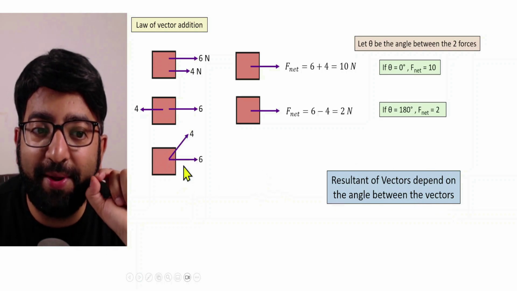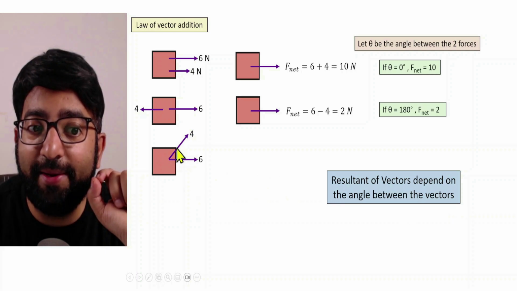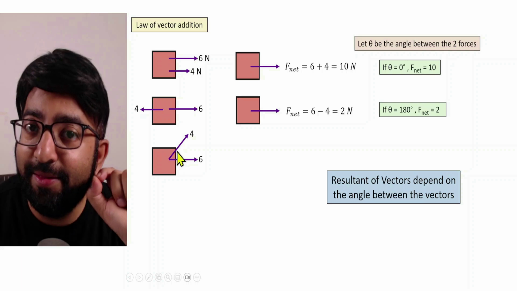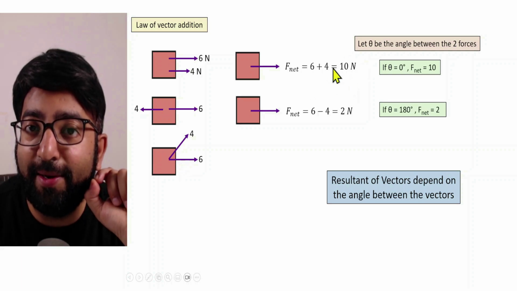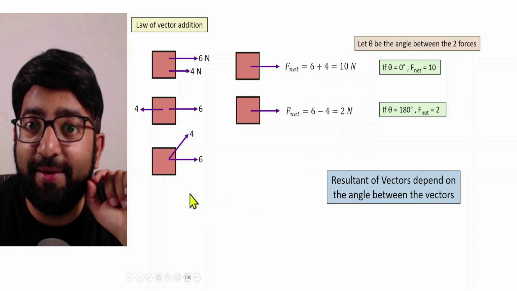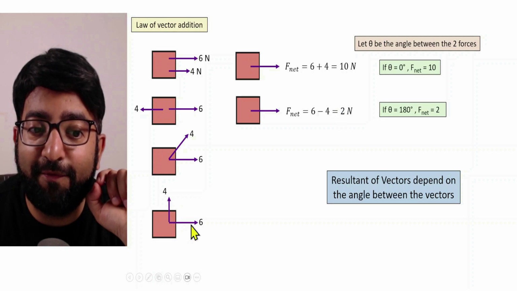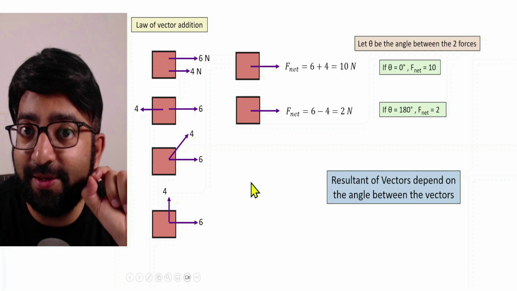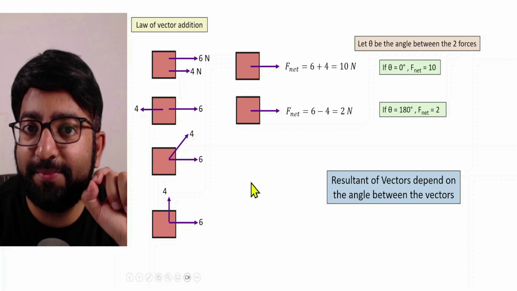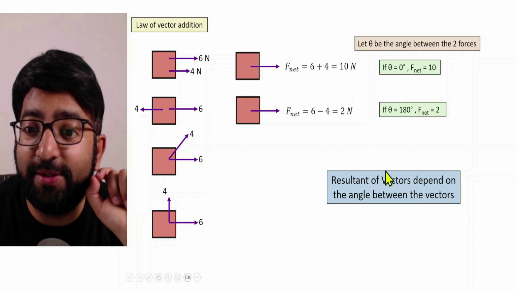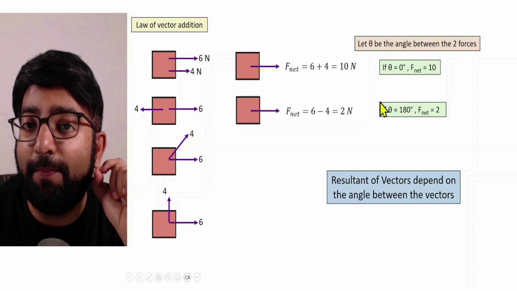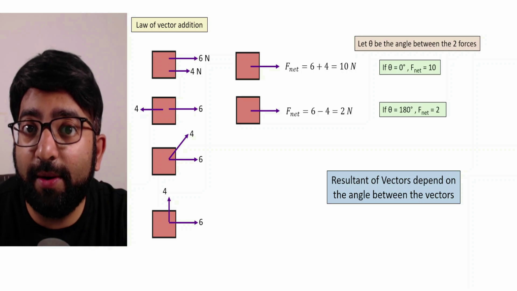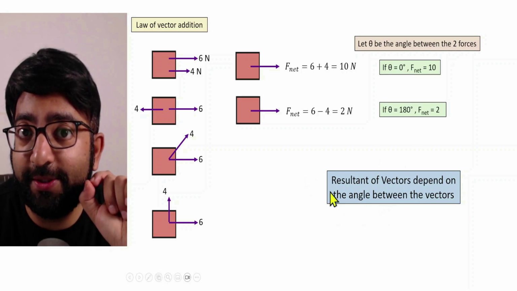Consider one more example here. When the two forces are acting at an angle theta, now this angle is neither 0 nor 180. In this case, the net force will be neither 10 newtons nor 2 newtons. And consider the last example, when the 4 and 6 Newton forces are perpendicular. Even in this case, the resultant force will be different. So if we keep changing the angles, the resultant net force will keep on changing. And that is why, for a parameter to be considered a vector, this condition needs to be satisfied.